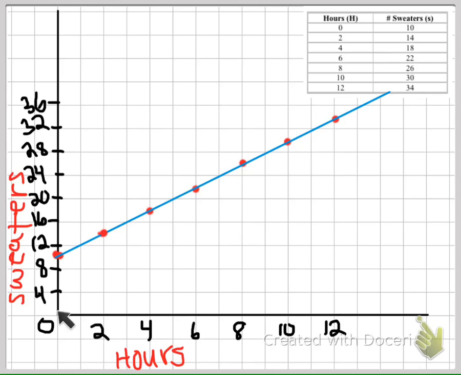I have my x-axis, which I knew was hours based off the table. I always know in a table that this is the x side and this is the y side. So the x-axis was hours, the y-axis was sweaters. And I used my numbers here to go off of what to count for my axes.